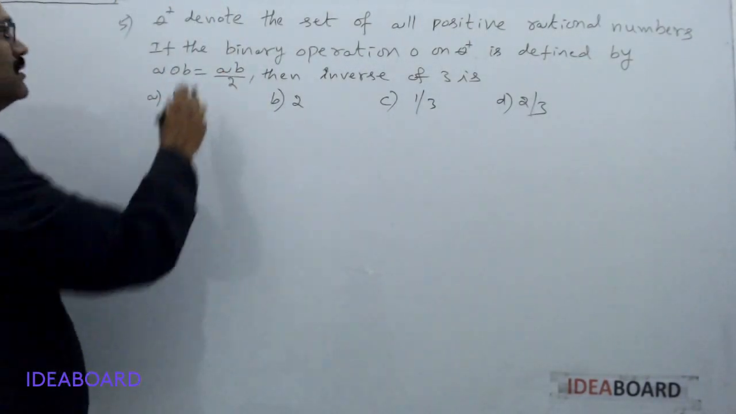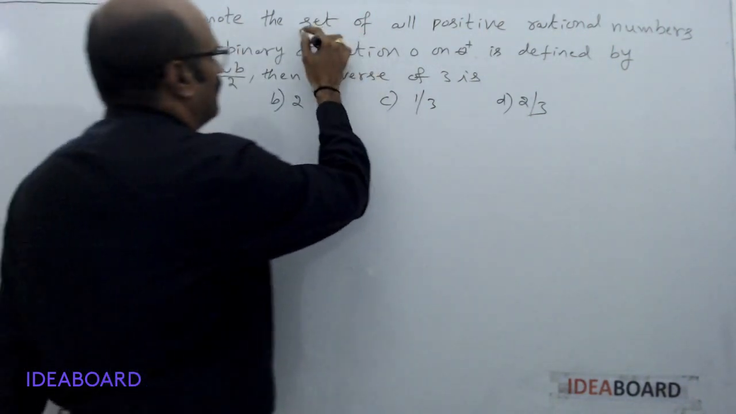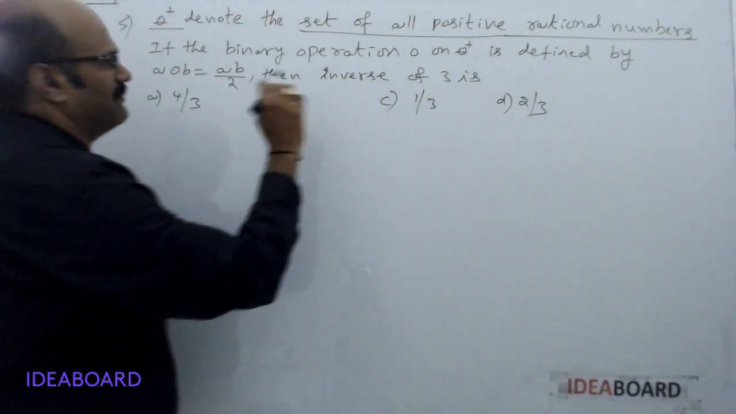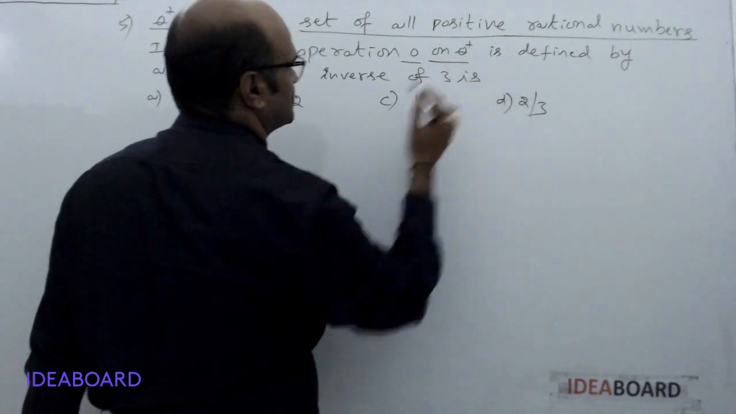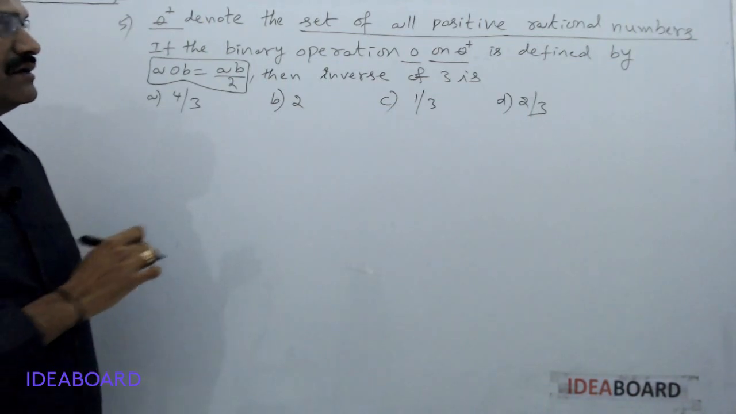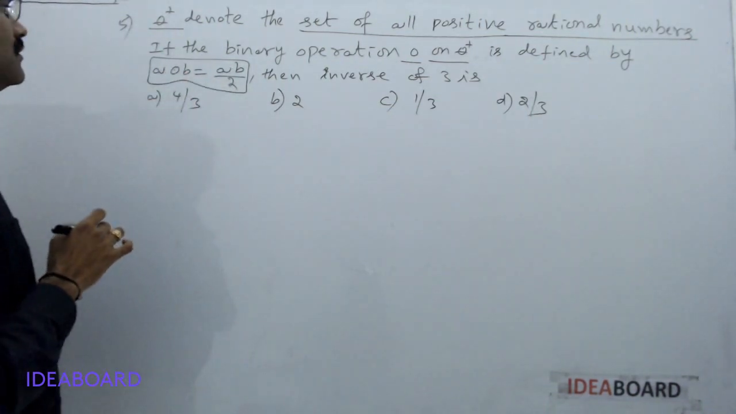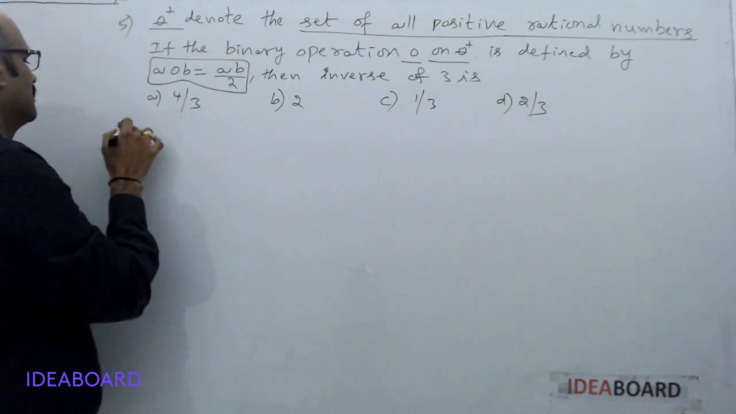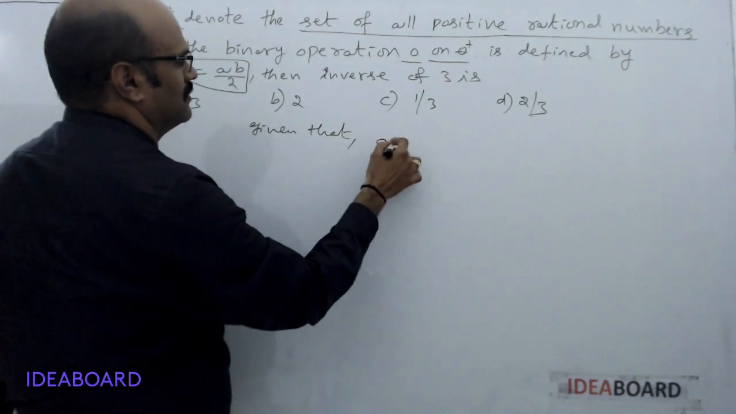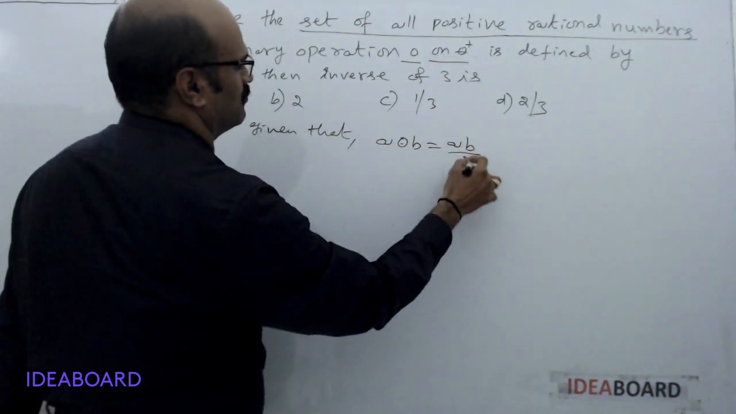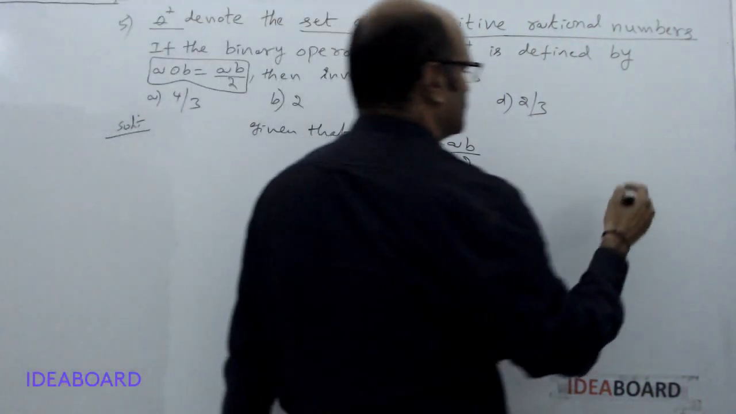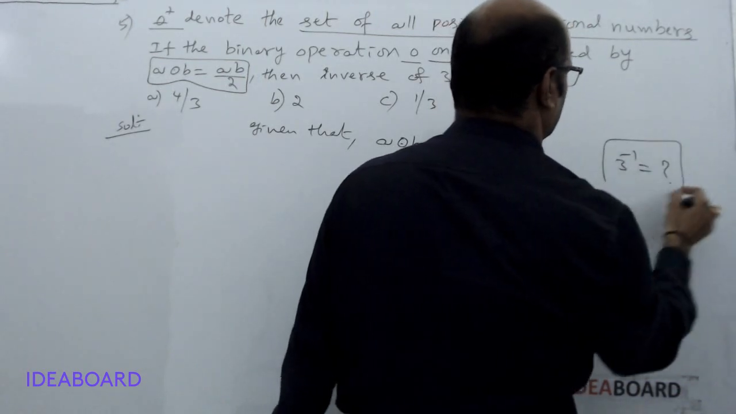The given problem is Q plus denote the set of all positive rational numbers. If the binary operation circle on Q plus is defined by A circle B equal to AB by 2, then inverse of 3 we have to find. Solution. Given that A circle B equal to AB by 2, now here we have to find inverse of 3. You have to find inverse of 3 means 3 inverse we have to find.